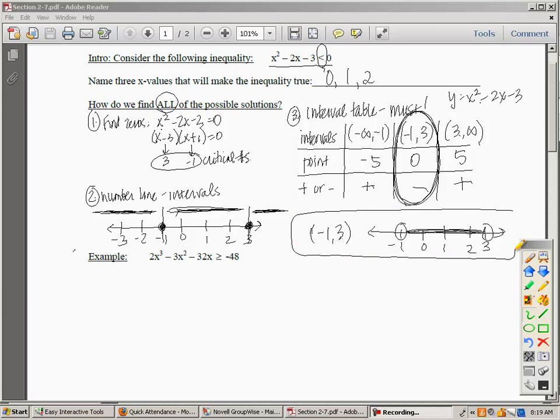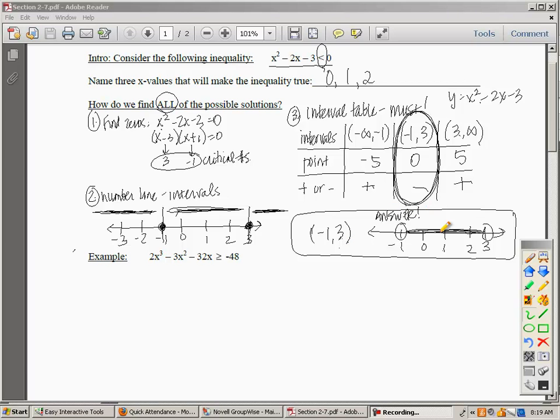This is what I'm going to write for my solution: both the interval in interval notation and the number line. Okay, and you'll have 2 answer blanks like that on your quiz and on your test as well. So this is the answer that we're looking for, and again, it's 2 parts, an interval and a number line.